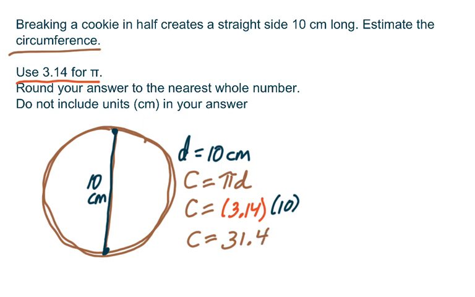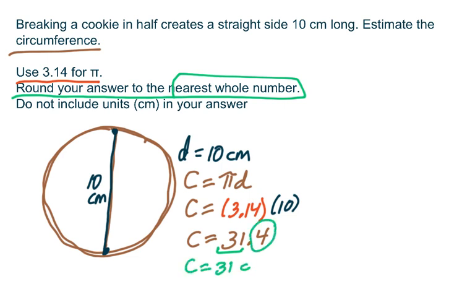I also notice that I have instructions to round my answer to the nearest whole number. So I'll look at the 31. The digit that comes after is 4, and so I will round down to 31.